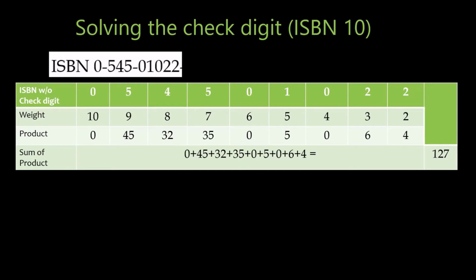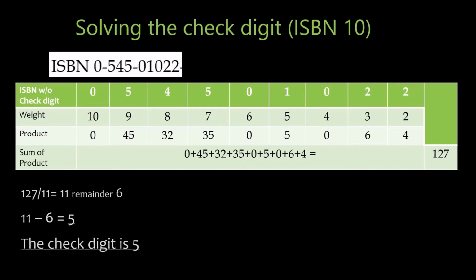Now, multiplying these and adding the products, the sum of product is equal to 127. Now, dividing 127 over 11 using a manual method of division is 11 remainder 6. We will now be focusing on the remainder. Subtracting 6 from 11, 11 minus 6 equals 5. Therefore, the check digit is 5.